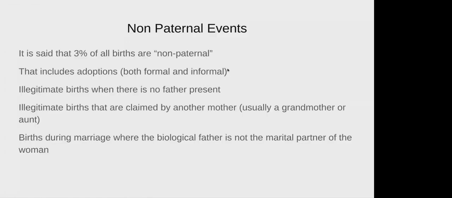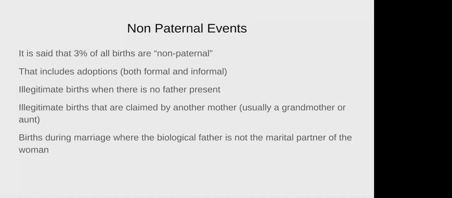Now, if you're doing DNA, you will run into the potential for non-paternal events. It is said that 3% of all births are non-paternal. That includes adoptions, both formal and informal. And by informal, it would not be uncommon if the mother died young for an uncle or a cousin to take in the child and bring the child up as their own. But in many cases, in the 18th and 19th centuries, there was no formal adoption as we think of it today.